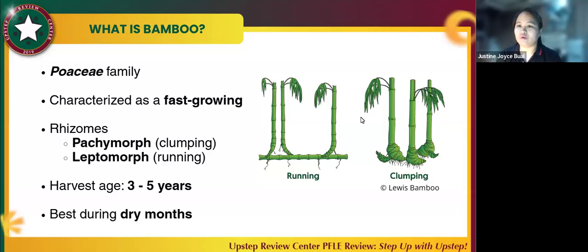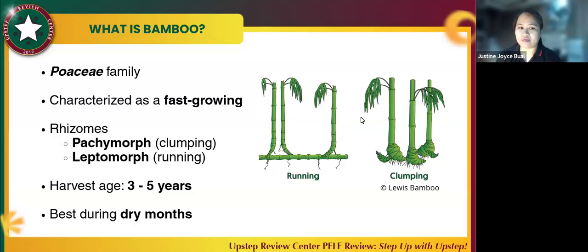Bamboos grow in different ways depending on their rhizome type. We have two types, which are the pachymorph and the leptomorph. Pachymorph are bamboos that grow in clumps or in tight clusters. These are typically easier to manage and even harvest. Meanwhile, leptomorph, or the running type of bamboo, grow spread out in wide spaces, and typically they can be invasive if they are not controlled properly.